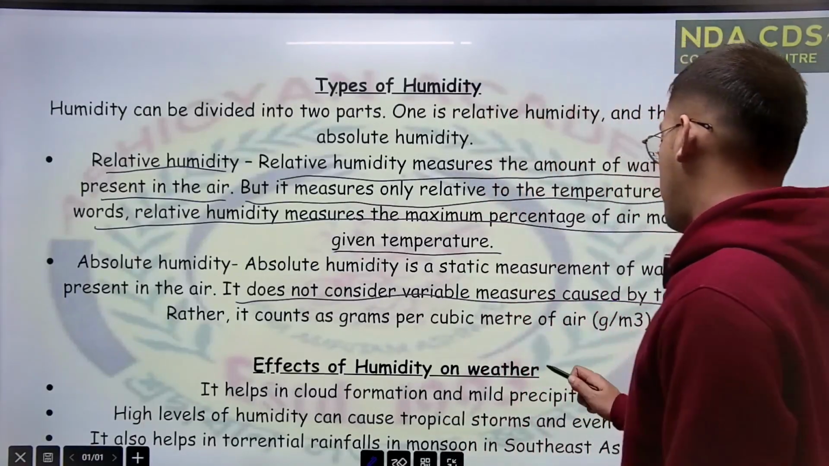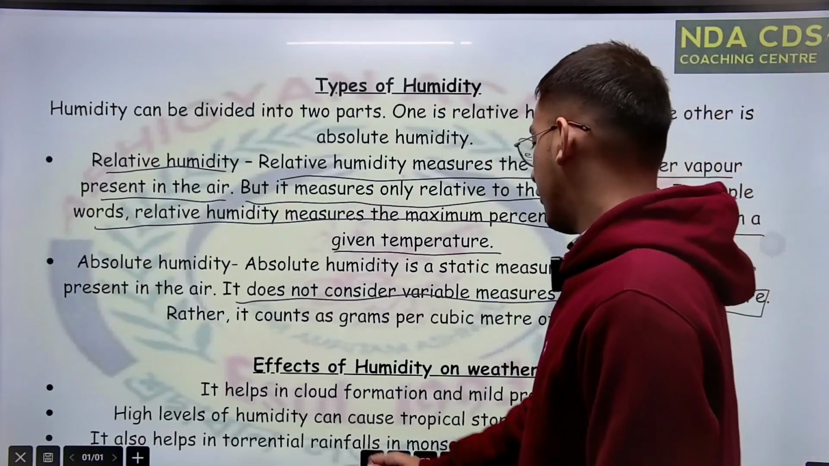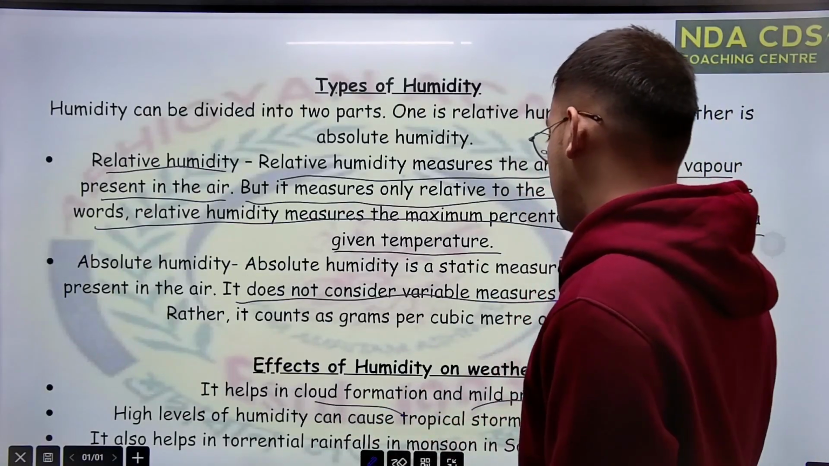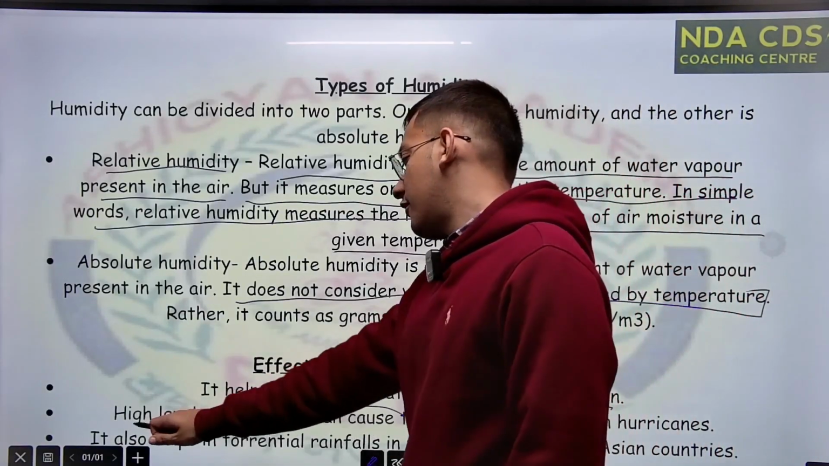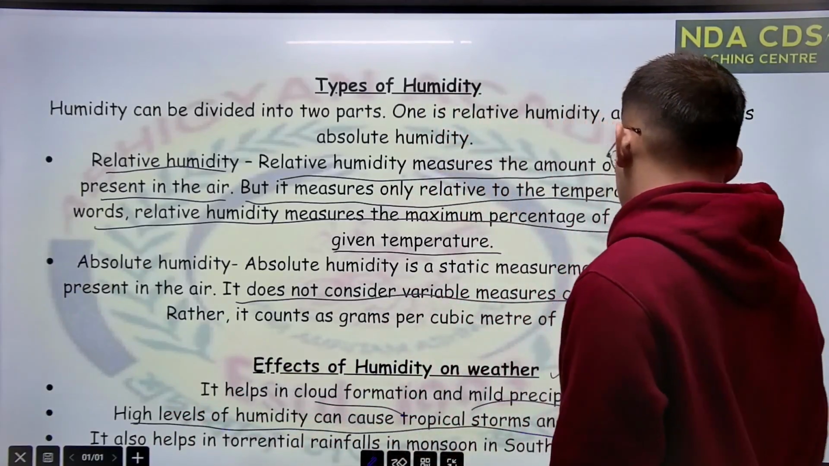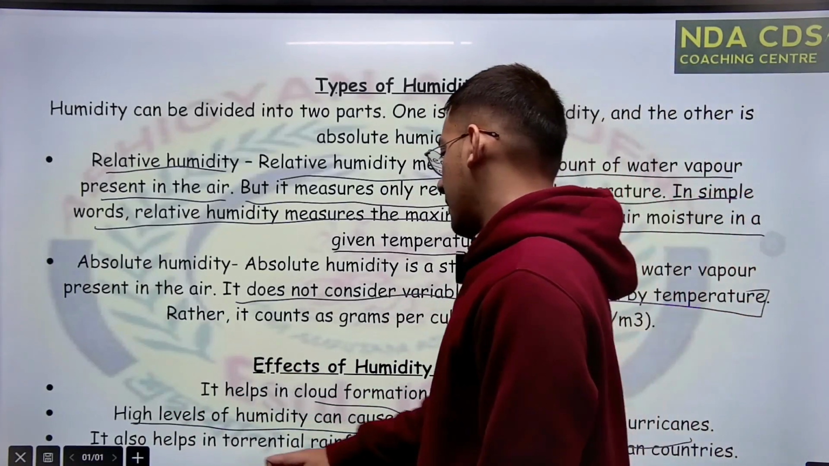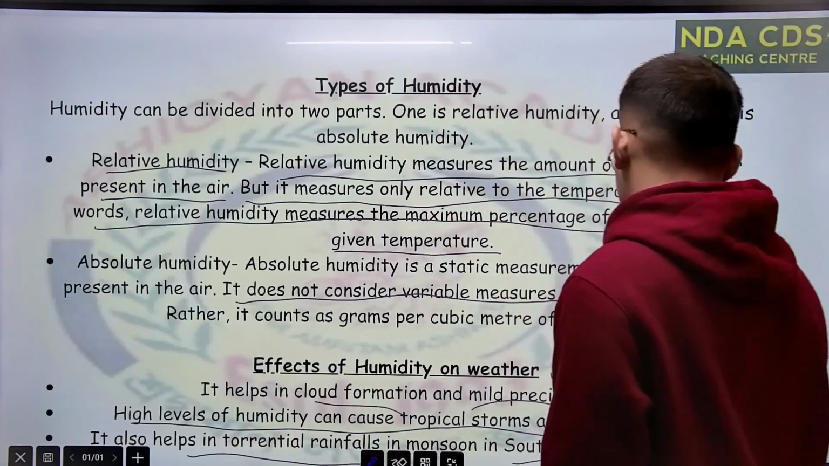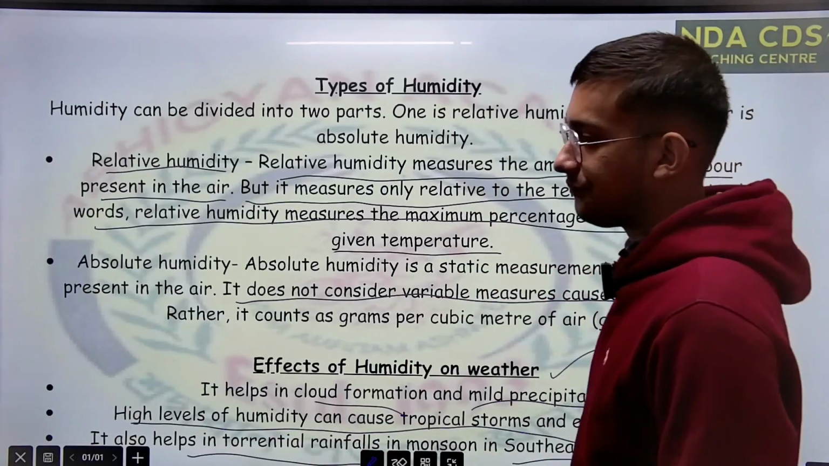Now we have effects of humidity on weather. It helps in cloud formation and in mild precipitation. High levels of humidity can cause tropical storms and even hurricanes. It helps in torrential rainfalls in monsoon and Southeast Asian countries.